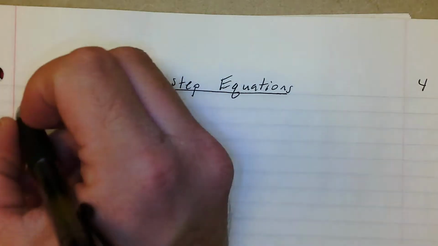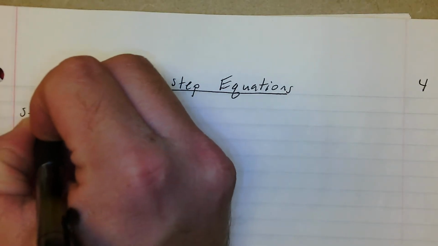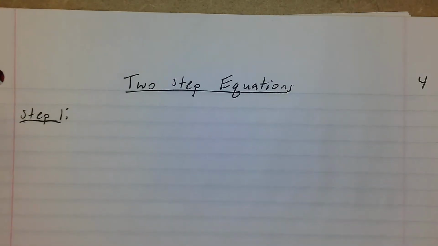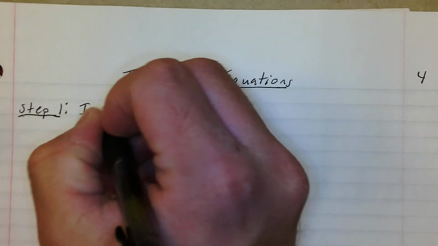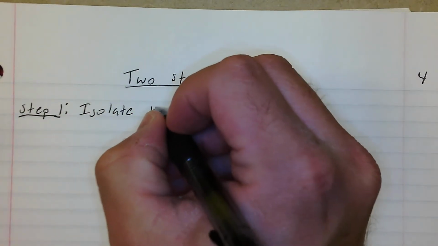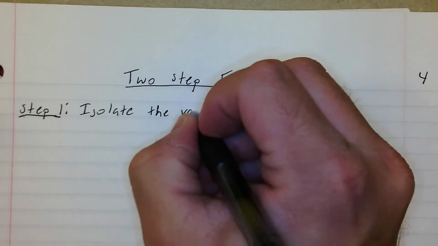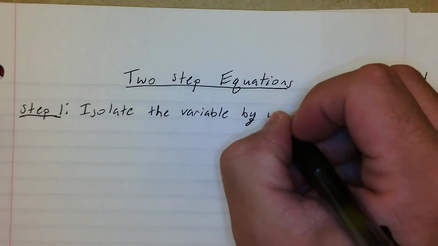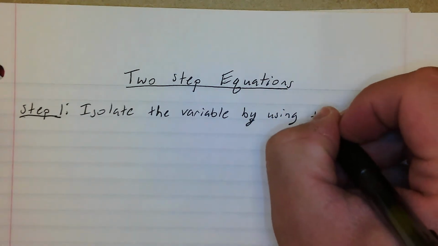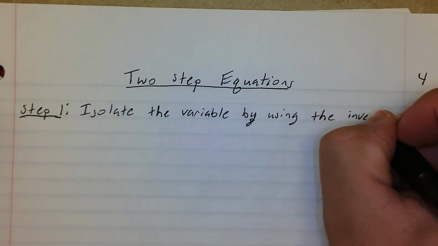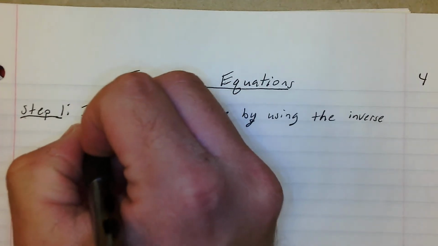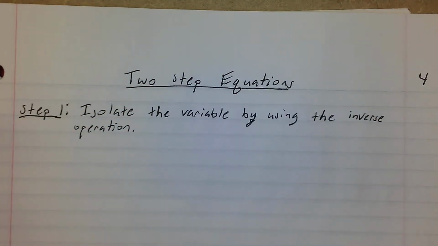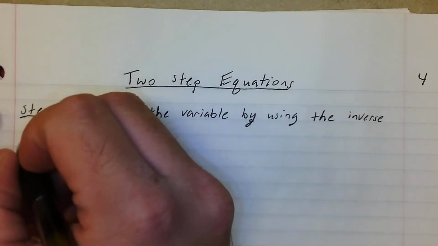So the cool thing about two-step equations is step 1 is going to be the exact same as what it was for the one-step equations. Alright, so it's still going to be isolate the variable by using the inverse operation. So we get the variable by itself by using the opposite operation.